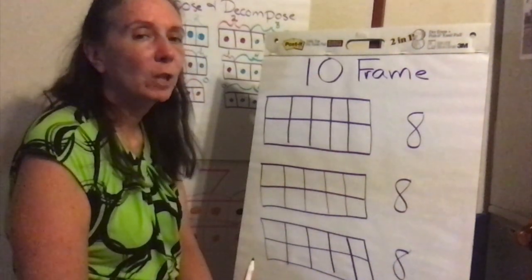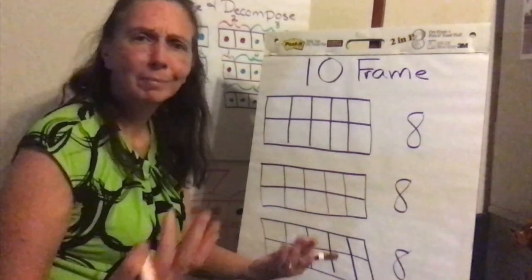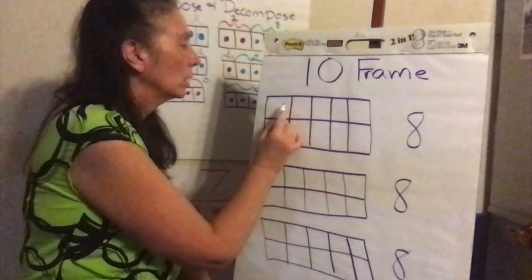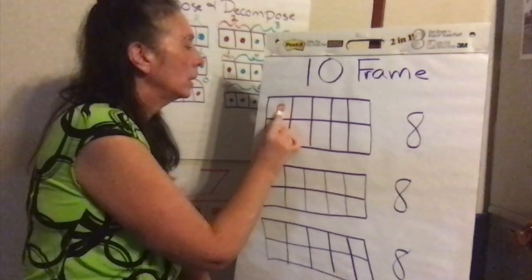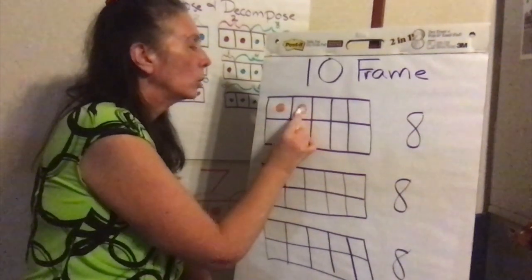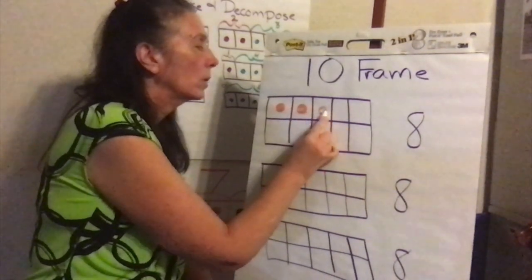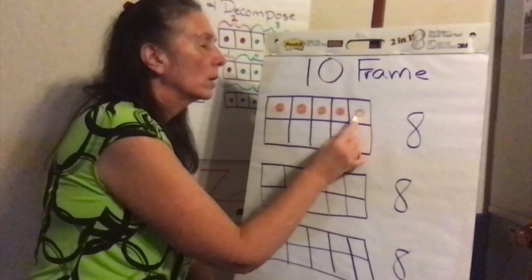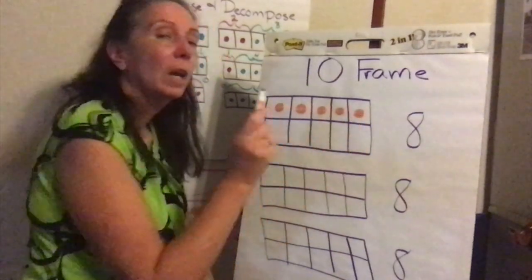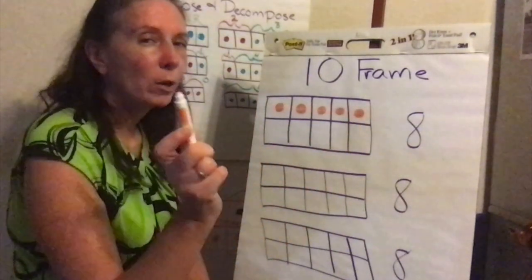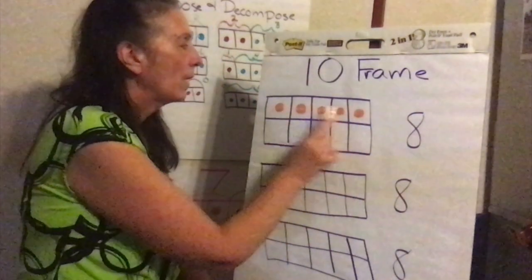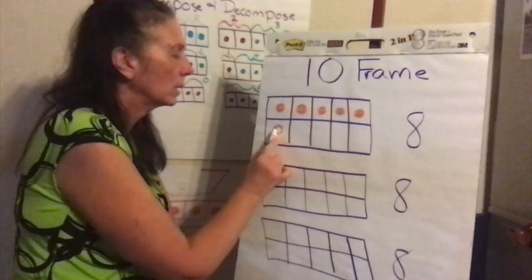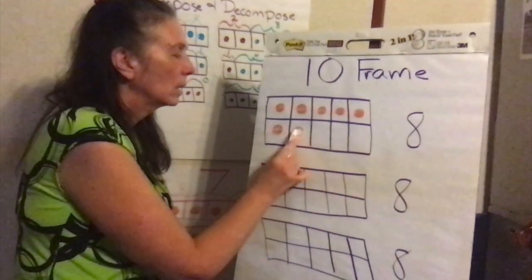I heard someone out there shout 7 and 1. Excellent idea. I'm going to start with my orange. So I'm going to do 1, 2, 3, 4, 5, and just like I'm reading, watch what I'm going to do on a tens frame. 5, I'm going to come back to here and go 6, 7.